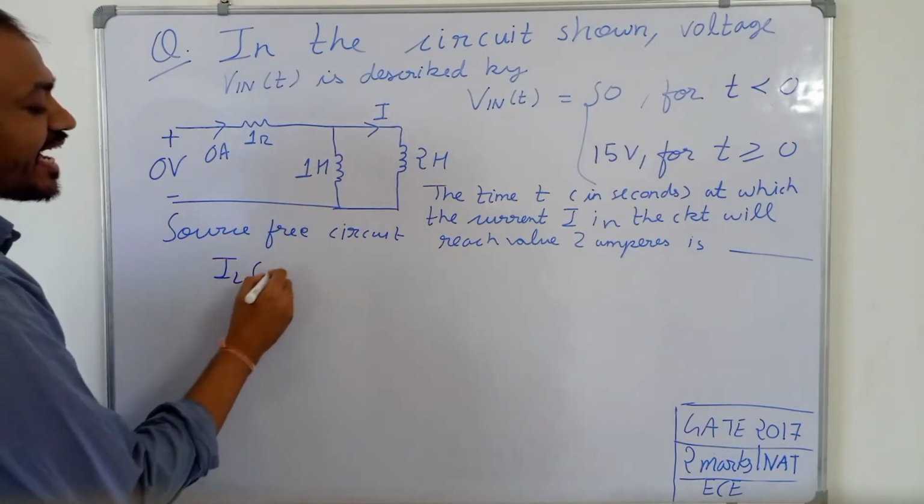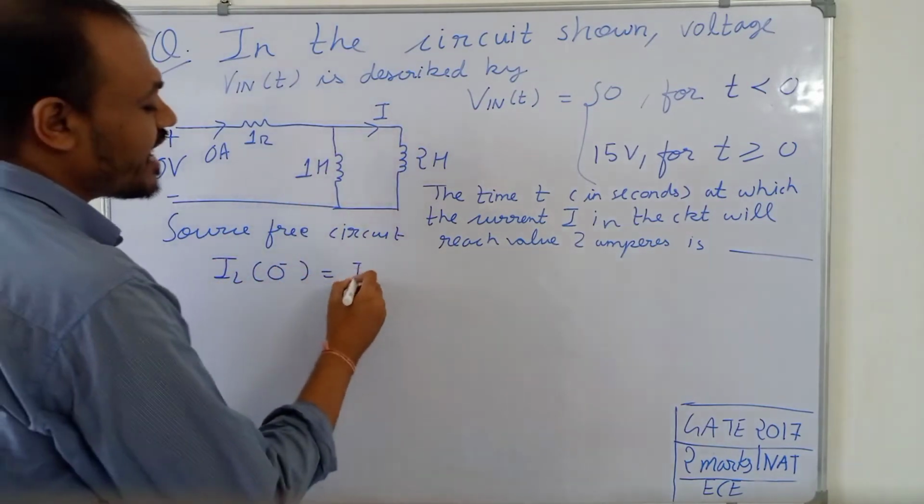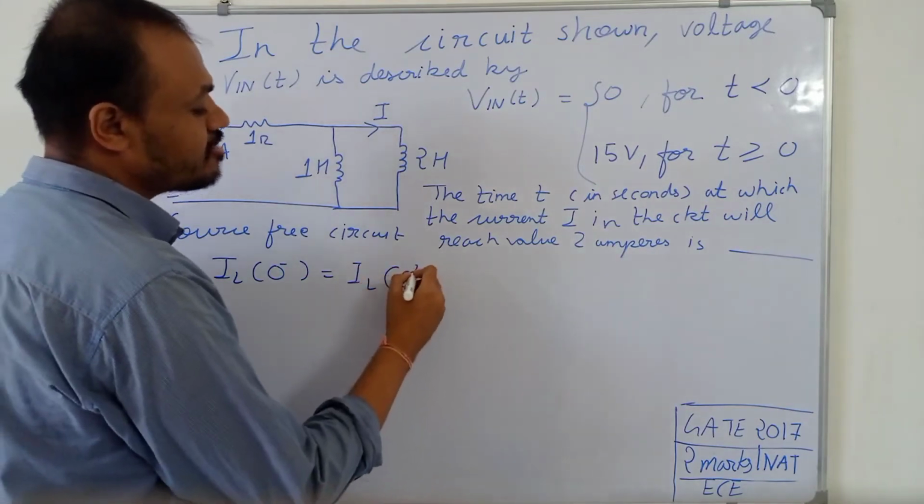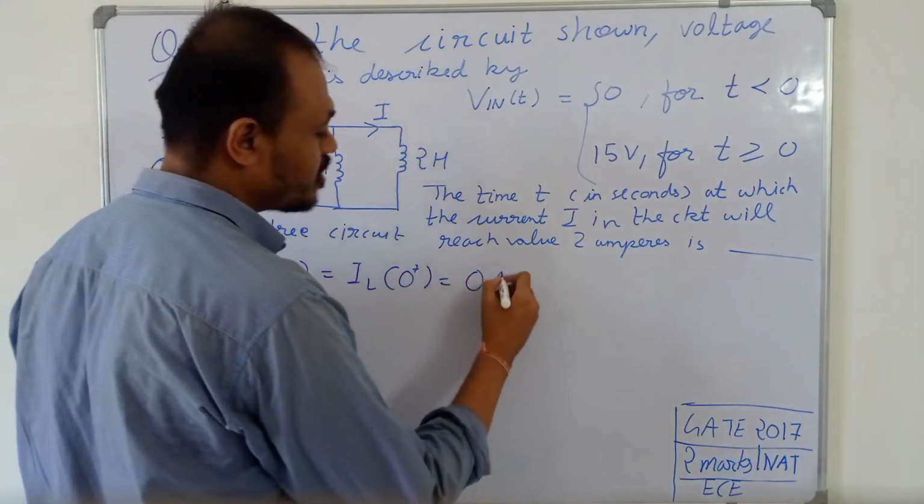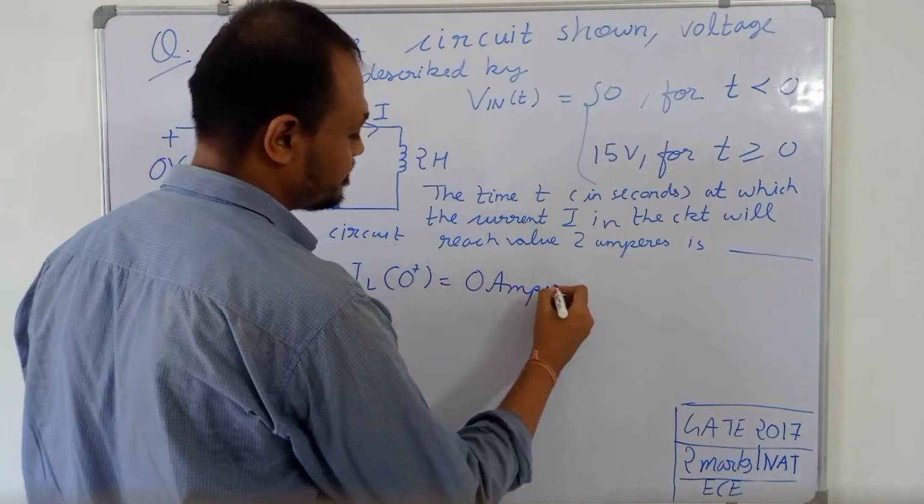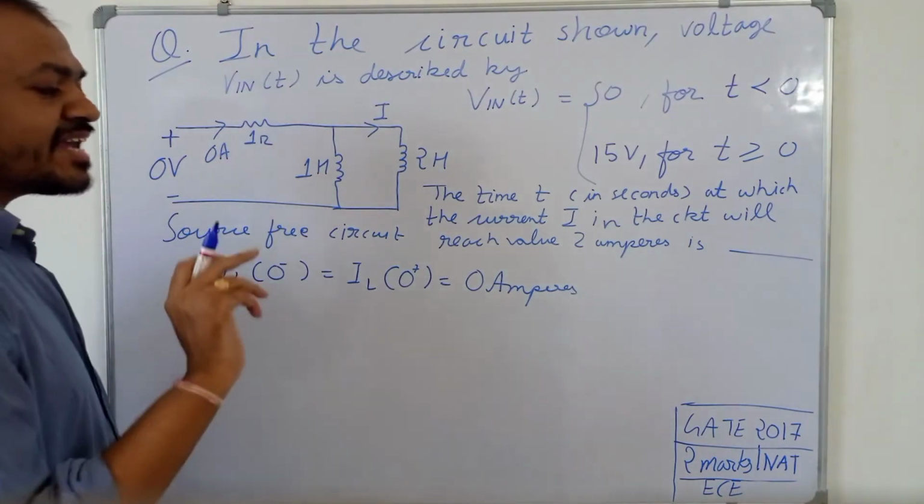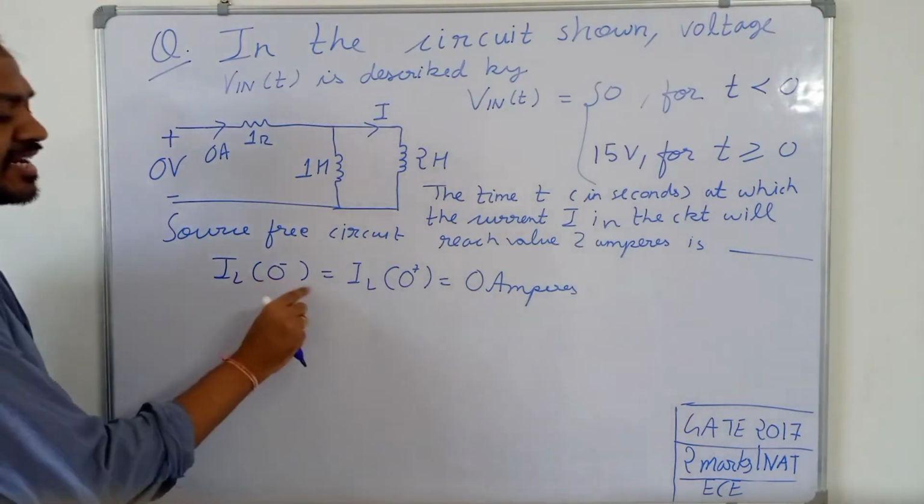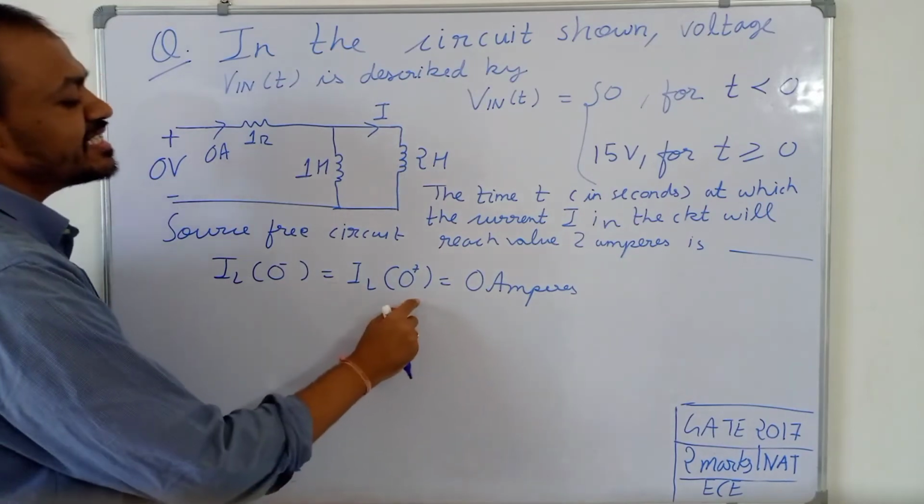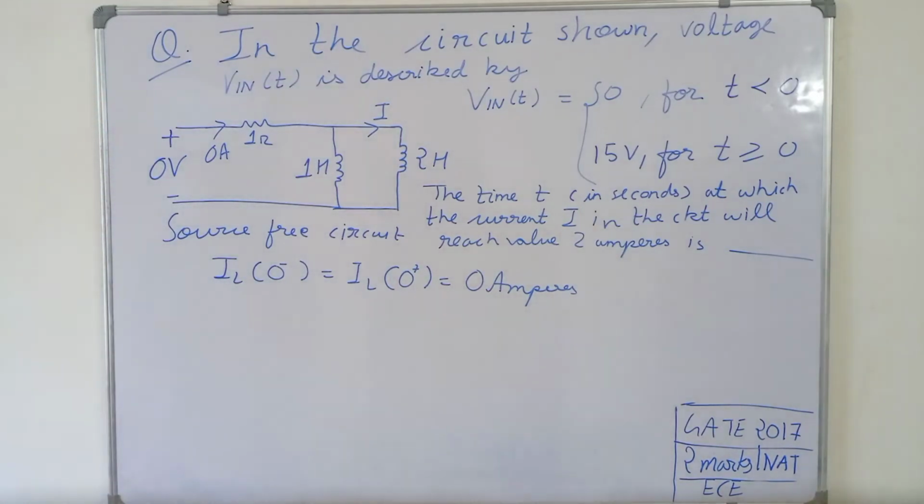So we can say that IL of 0 minus equal to IL of 0 plus equal to 0 amperes, because the inductor opposes any instant change of current. So current will remain the same at 0 minus and 0 plus, that is equal to 0 amperes.